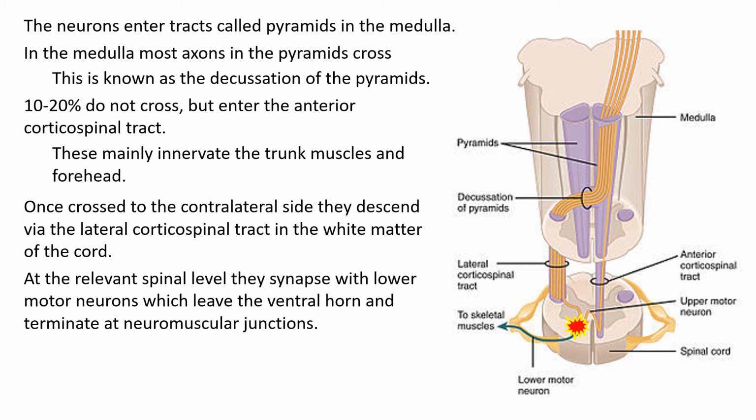The lower motor neuron leaves the ventral horn, and of course we know where it goes off to, a neuromuscular junction. And this is where we came in with excitation contraction coupling. If you remember, we said a motor neuron comes down to a neuromuscular junction. This is our motor neuron. It is the lower motor neuron.